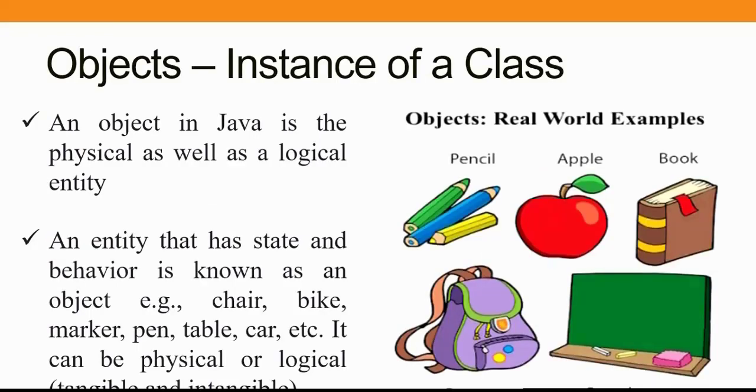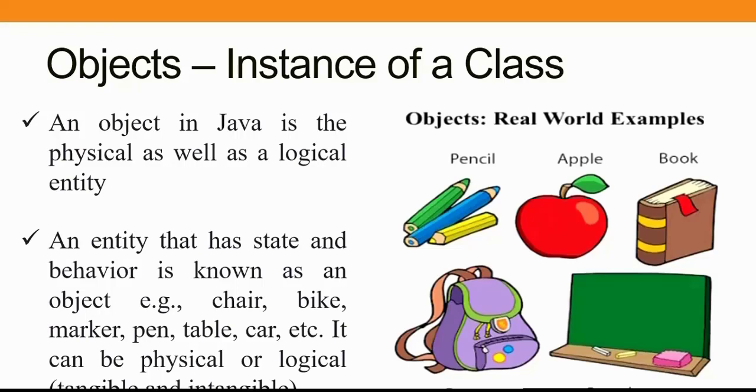First one is objects. So what is an object? An object is nothing but an instance of a class. As I said, an object is an instance of a class. You might be wondering what that means, an instance of a class? I will show you in programming so that you will be able to understand.